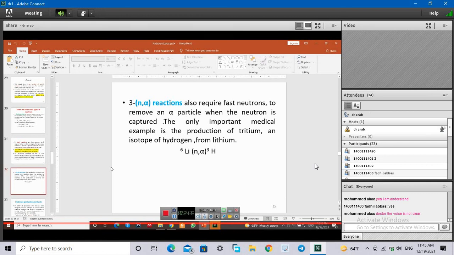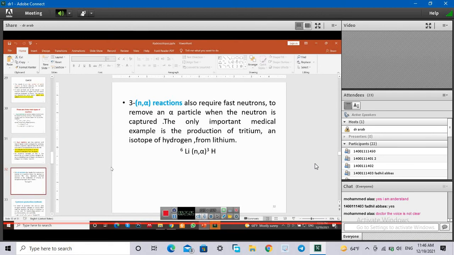And you can see again in this reaction we have produced a radioactive daughter with high chemical purity, because the atomic number of helium is different from the atomic number of lithium, and we can easily separate the helium from the lithium.